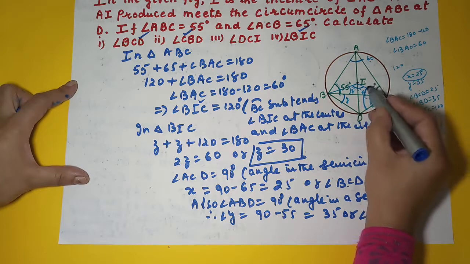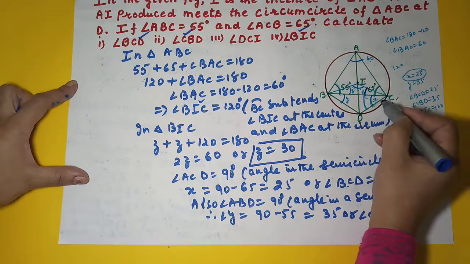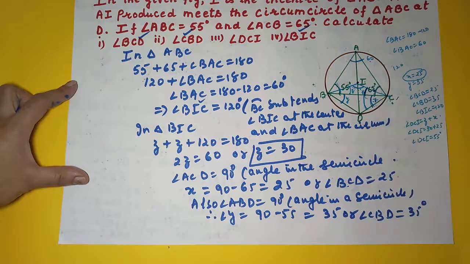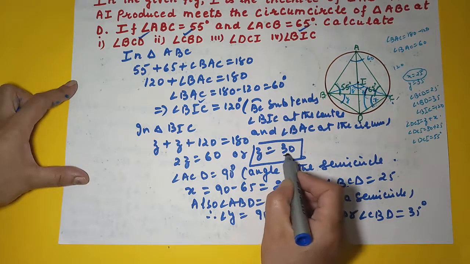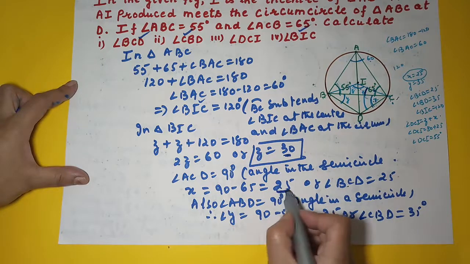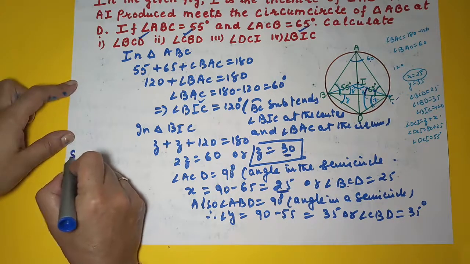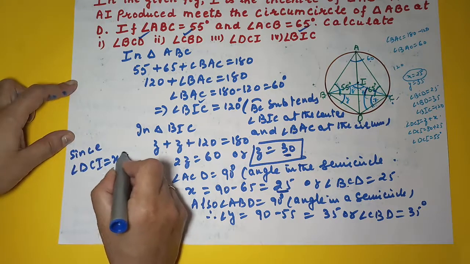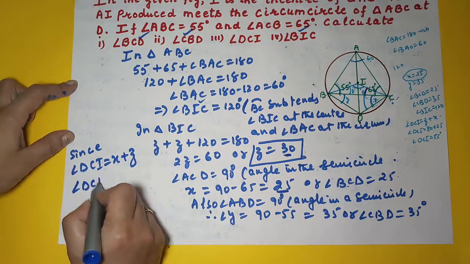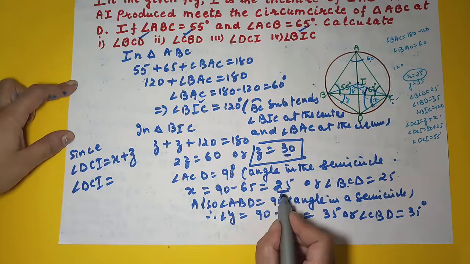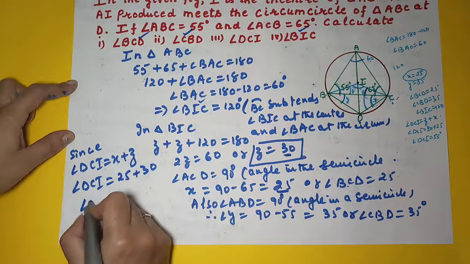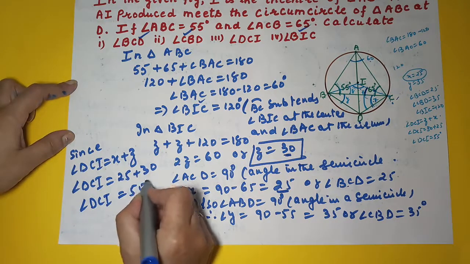We said that we need to calculate this Z and then this X. So does that mean my DCI is X plus Z? I have the value for X, that's 25, and I also have the value for Z, that is 30. So since angle DCI is equal to X plus Z, angle DCI is equal to 25 plus 30. So angle DCI is equal to 55 degrees.